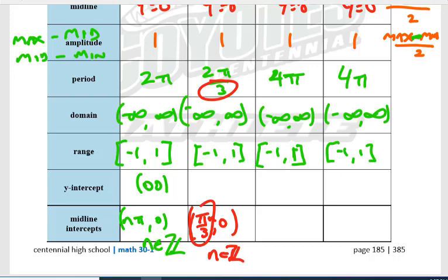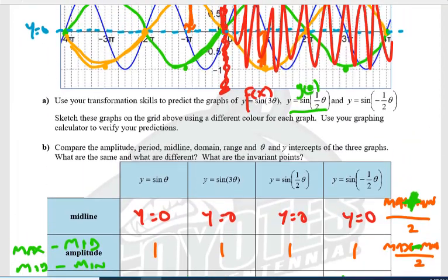So our midline intercepts for the one that's stretched by a factor of 2: we had a stretch factor of 2. So instead of n pi, we're going to call this n times 2 pi, comma 0, where n is an integer. And then this last one, n times 2 pi, comma 0. Remember, it had the same stretch factor, it just happened to also have a horizontal reflection, where n is an element of the integers.